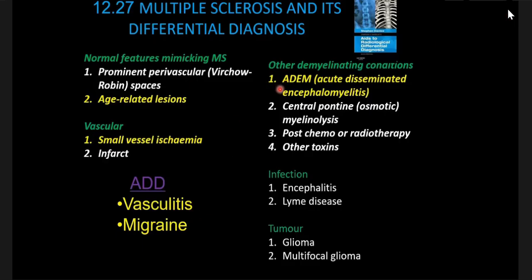Otherwise, ADEM, which is acute disseminated encephalomyelitis, is in differential. Please remember the clinical difference between MS and ADEM is that MS is a multiphasic illness. Acute disseminated encephalomyelitis is a monophasic illness. Both of them can also involve the cord. But the lesions of ADEM are different than MS.